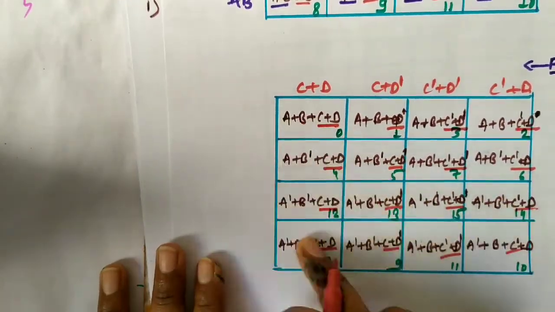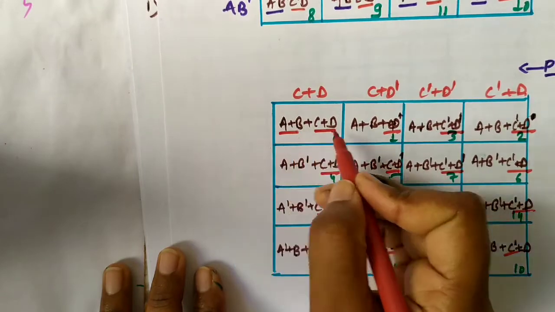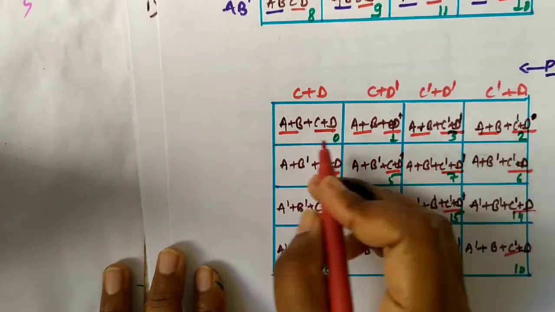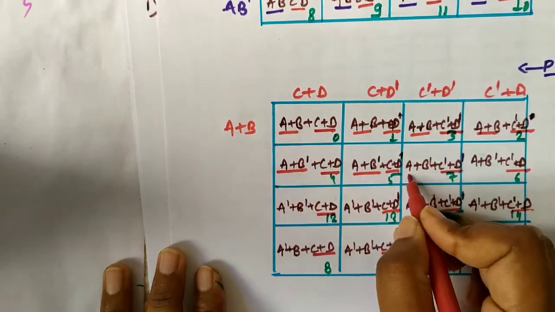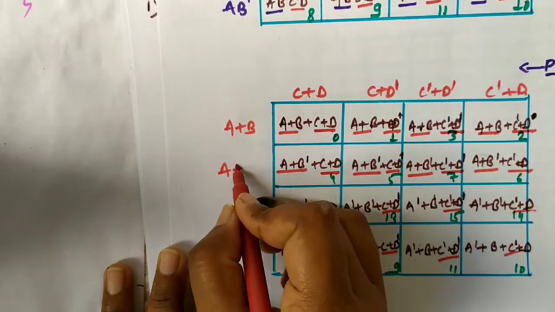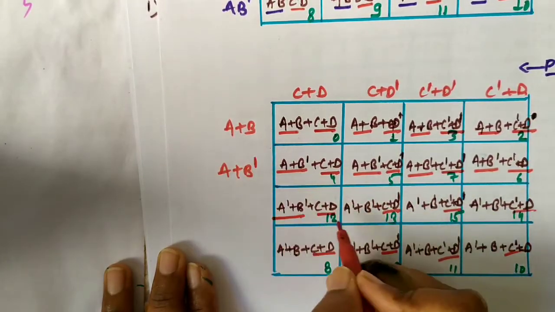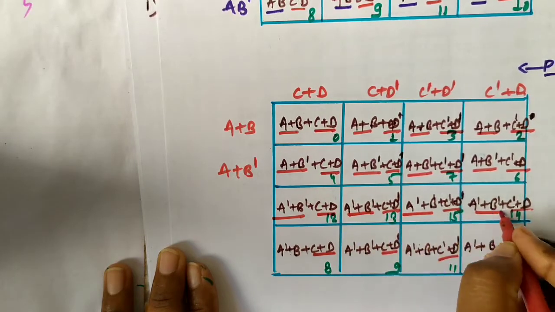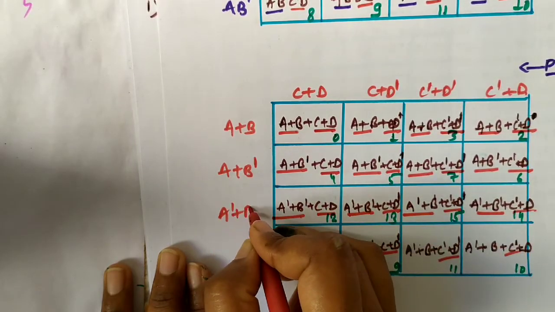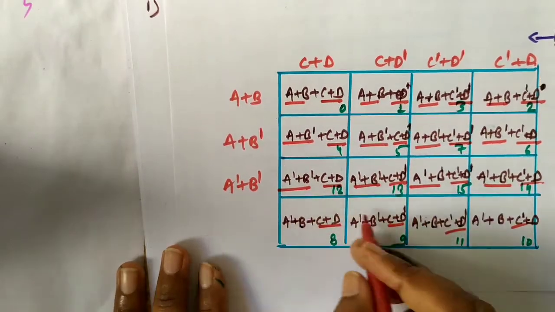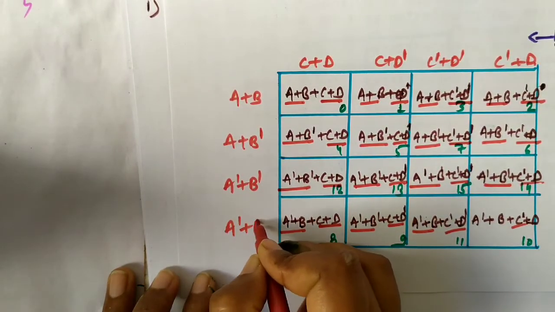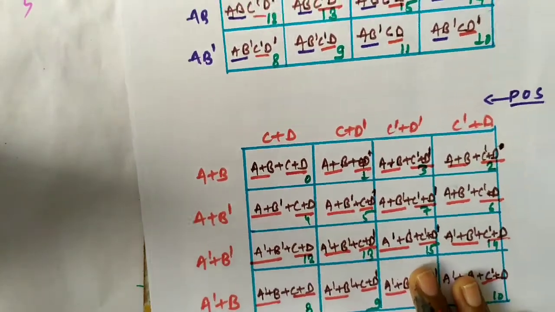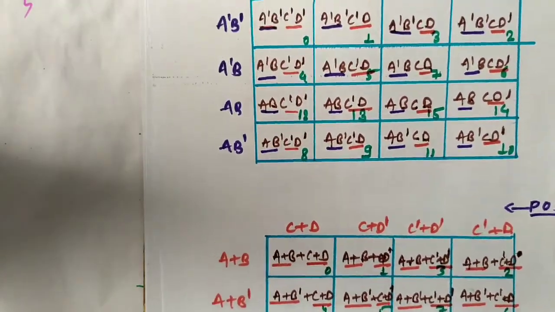For the first row, the common value is A plus B. So here is A plus B. Next, A plus B dash. So here A plus B dash. Next is A dash plus B dash, so here we write A dash plus B dash. Next is A dash plus B, so here we write A dash plus B. So this is the design of the 4 variable K maps.